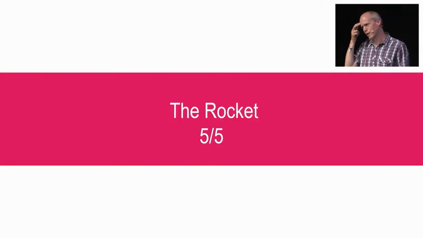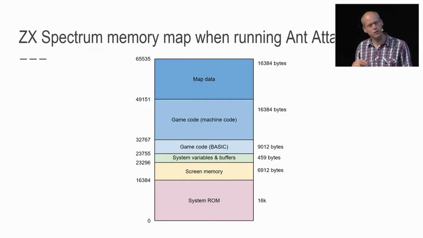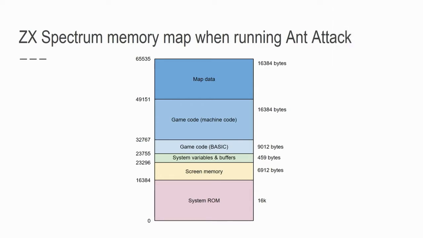So now we get onto the rocket, and why is a trainer like a rocket? So we go back to the memory map, and we look at the memory map when ARTtech is running. We have the ROM at the bottom, we have the screen memory, we have the system variables or buffers again. The game code takes up about 9K. Then we have 16K of machine code that's actually running the game, doing the sound effects, drawing the graphics, all those kind of things. And at the top we have 16K of map data. That voxel map data takes up a whole 16K.